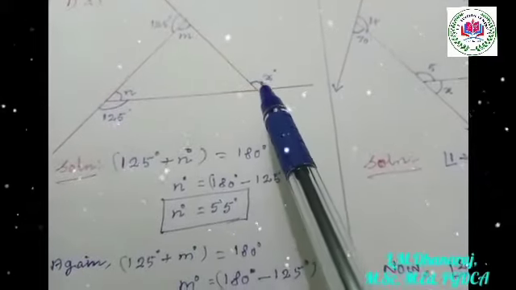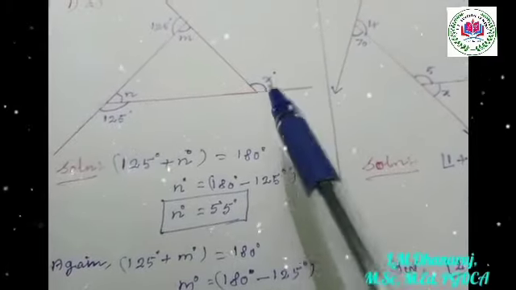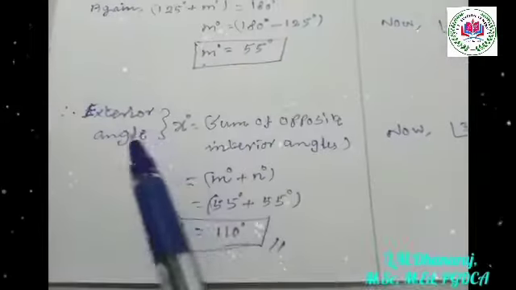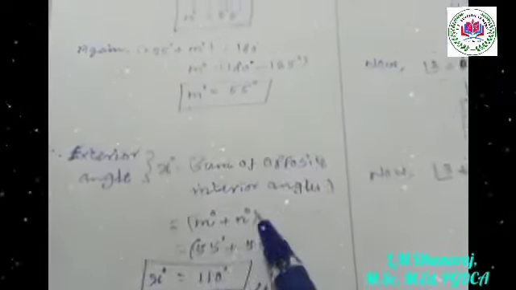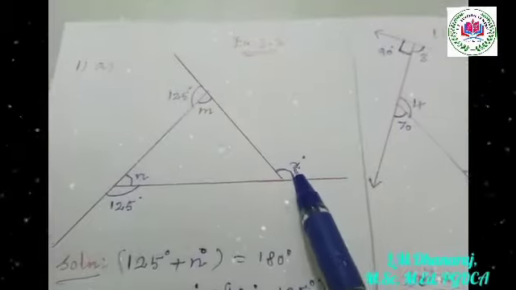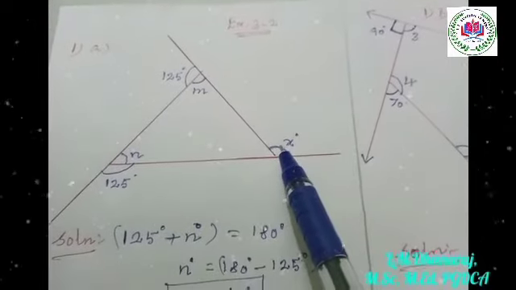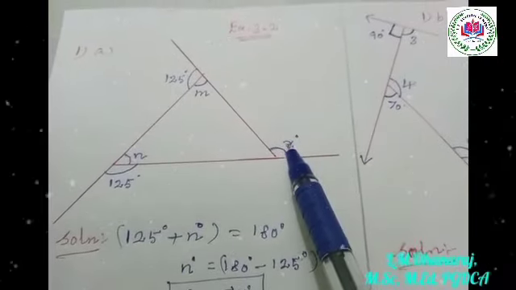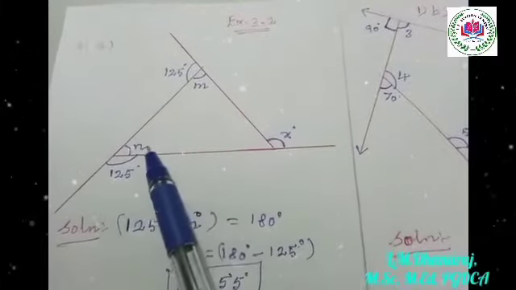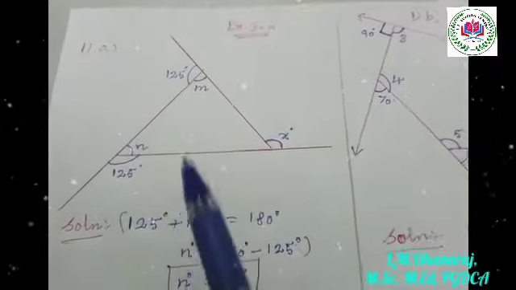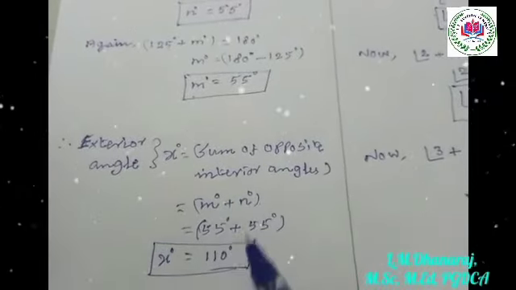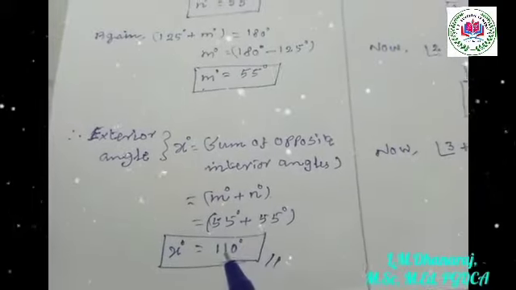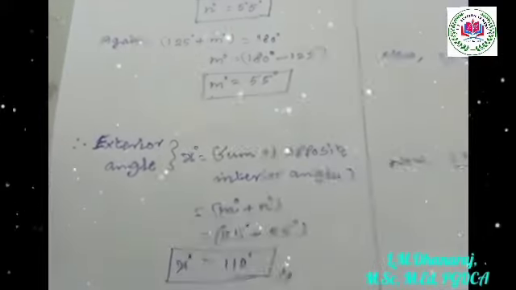Now we have to find out this exterior angle X. For this, the formula is exterior angle X is equal to the sum of the opposite interior angles, which means this is the exterior angle. For this exterior angle X, the opposite interior angles are M and N. So we have to add these two. So m degrees plus n degrees, which gives 110 degrees.